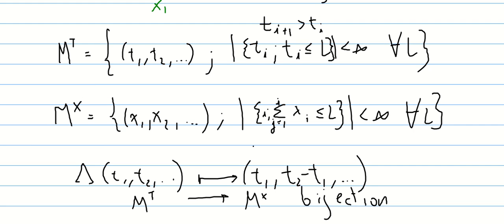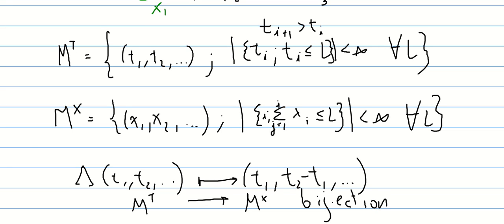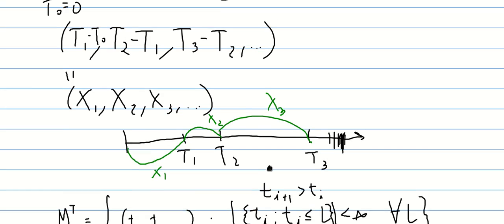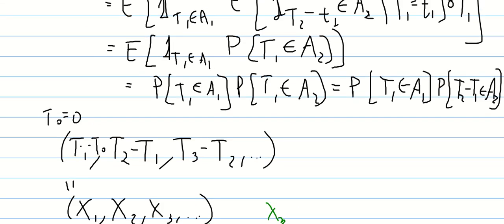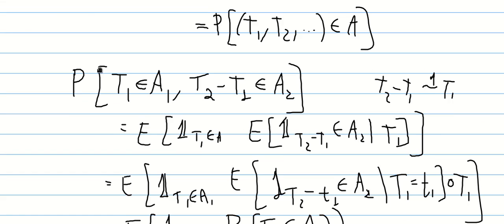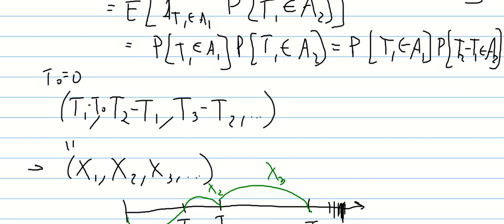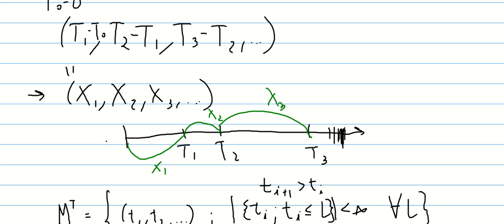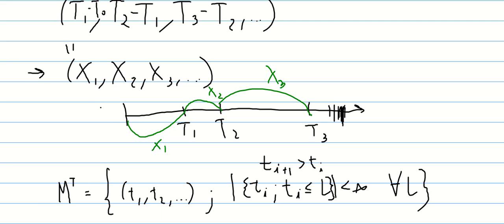So what this means is that this is a bimeasurable bijection. So we can represent this process using the T notation, like here, or using the X notation, like here, interchangeably. This doesn't make any difference. We can go from one to the other. The advantage of representing it as T is that you can see the arrivals on the line.